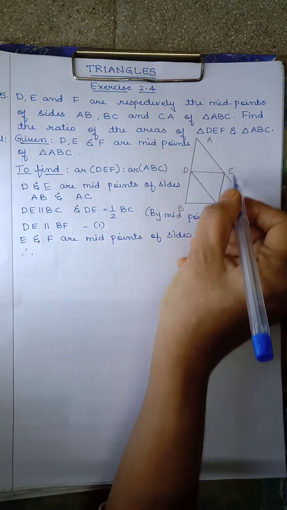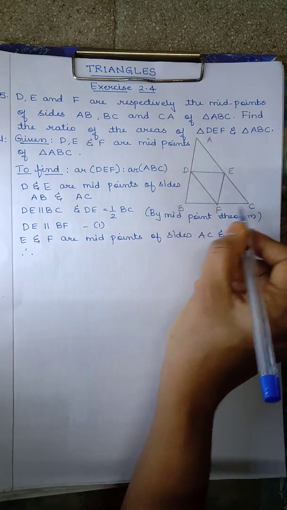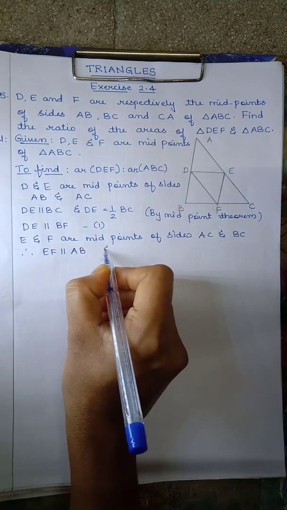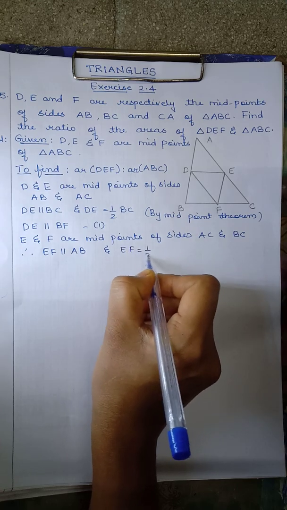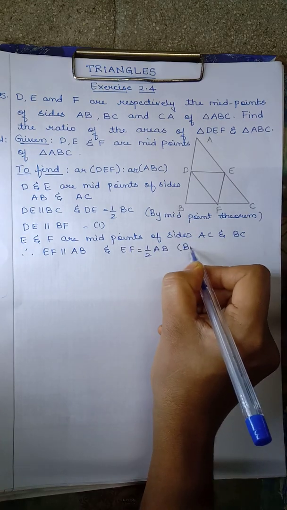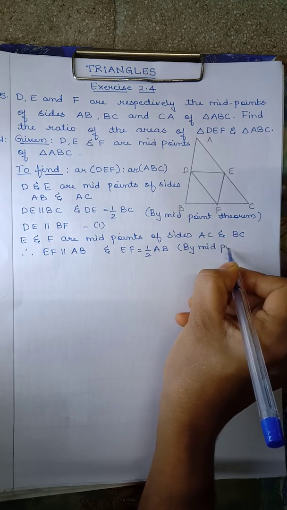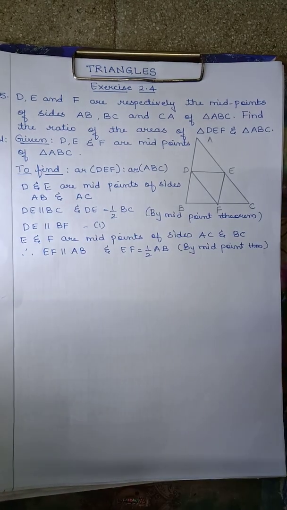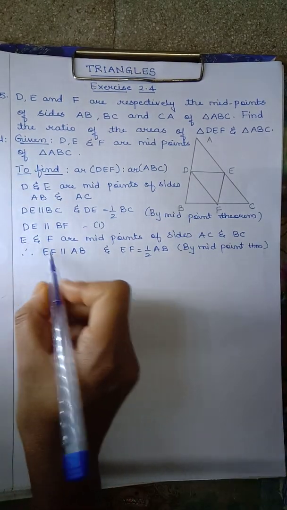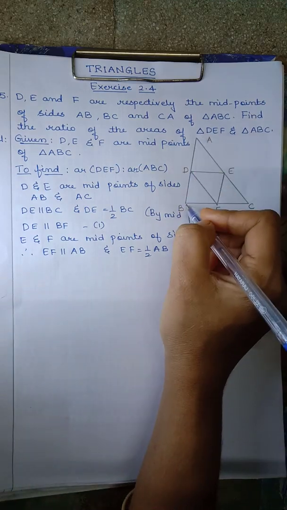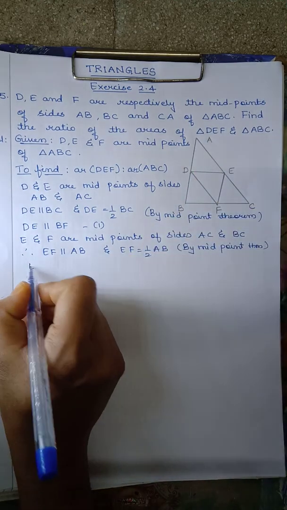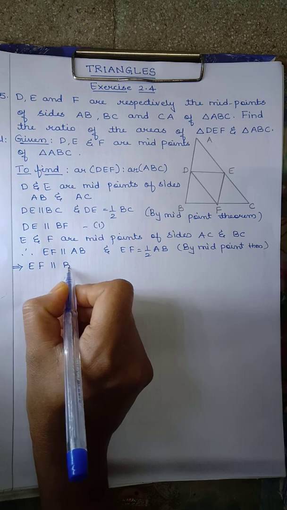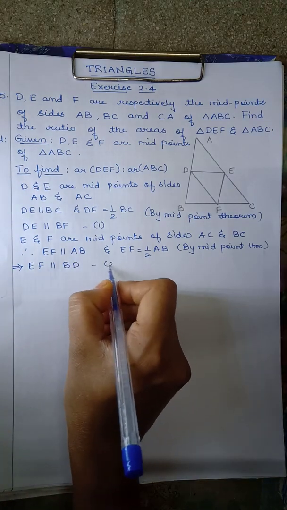E and F are midpoints of sides AC and BC, therefore EF is parallel to AB and EF is equal to half of AB, again by the midpoint theorem. So now when EF is parallel to AB, EF will also be parallel to DB. This implies EF is also parallel to BD. Let this be equation 2.